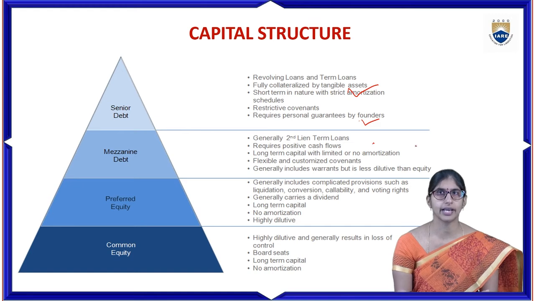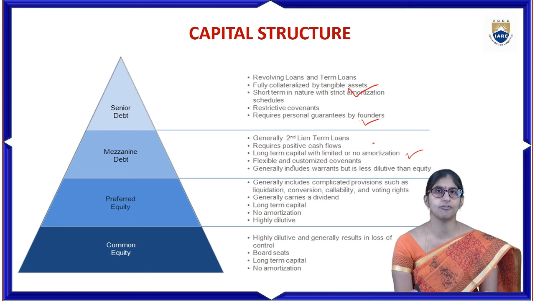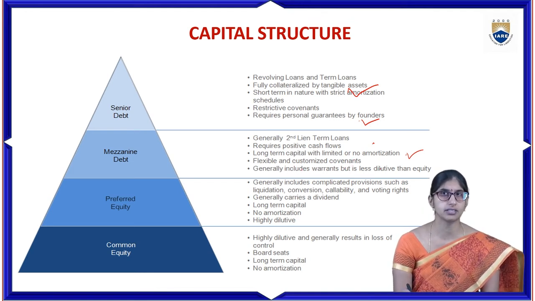The second stage requires positive cash flows, where we can see long-term capital with limited or no amortization. Here there will be flexible and customized covenants available in the second stage of debt. That generally includes warrants, but is less diluted than equity. The third stage is preferred equity, which generally includes complicated provisions such as liquidation, conversion, callability and voting rights. It is long-term capital, highly diluted, and it carries a dividend.